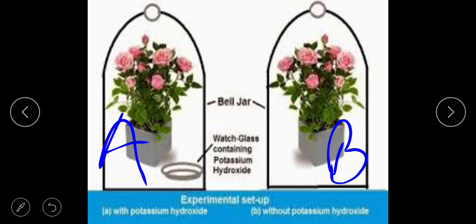When you perform the iodine test, you'll find the leaf plucked from the A experimental setup will not turn blue-black, whereas the leaf from B will turn blue-black. Why is it so? It is because KOH, potassium hydroxide, has the ability to absorb carbon dioxide. So all the carbon dioxide is absorbed by the potassium hydroxide and is not available to the plant, so photosynthesis does not occur in it. This shows that CO2 is essential for photosynthesis.